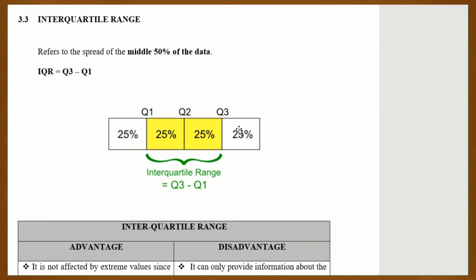So like you see, range, we take the biggest value minus the smallest value. Interquartile range, we are looking at the middle 50% here. That is what we are doing. We are going to take the third quartile minus the first quartile, which is Q3 minus Q1. In other words, the third quartile, also known as upper quartile, minus the lower quartile, Q1.